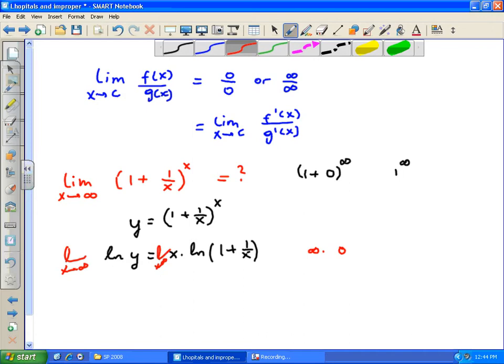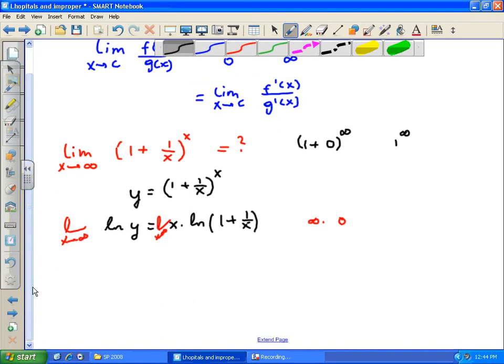You just basically flip one of the expressions and put it in the denominator as follows. We can rewrite this as ln of 1 plus 1 over x divided by 1 over x. Are we still taking a limit as x goes to infinity? And on the right-hand side, limit as x goes to infinity.